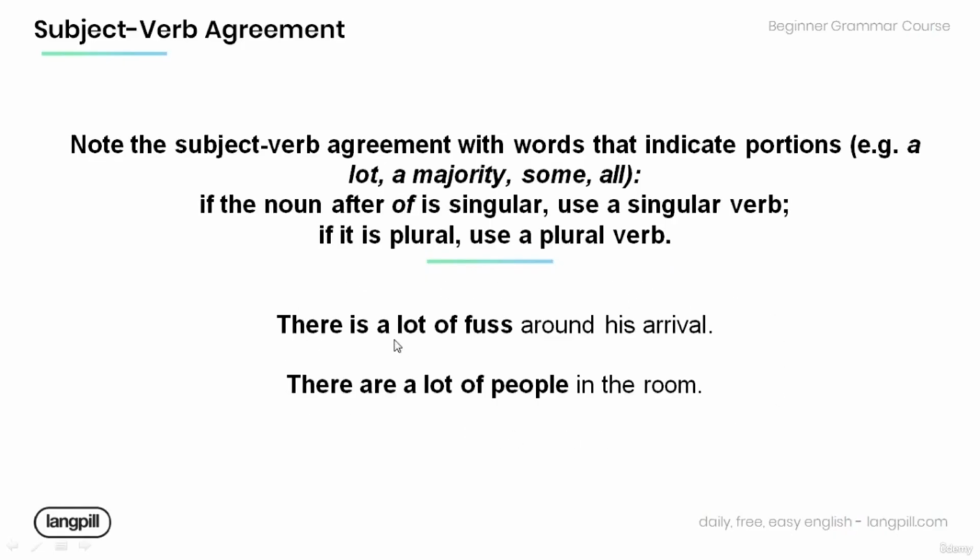There is a lot of fuss around his arrival. The verb is must agree with the subject fuss, which is in its singular form. And in this sentence, there are a lot of people in the room. The subject people is in its plural form, and so the verb needs to be in its plural form as well.